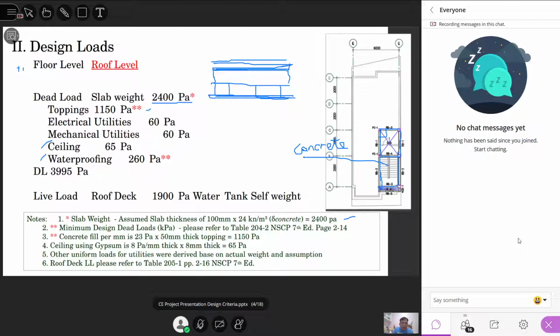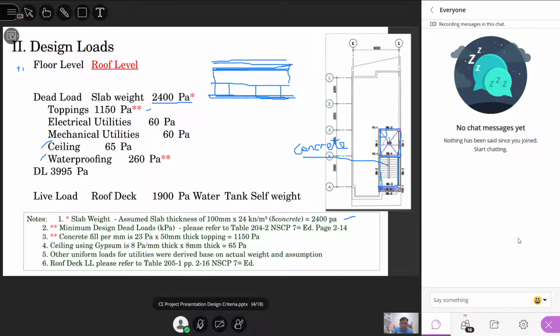And then you have now the electrical utilities. Of course, what are these electrical utilities? Nandito yung mga conduit, nandito yung mga wirings, nandiyan yung mga smoke detector. Okay, so anything about utilities, anything about mechanical, if there's a ducting, aircon, nandiyan yung mga exhaust. So basically, nandiyan yung mga piping. Again, we have to provide loads for that.